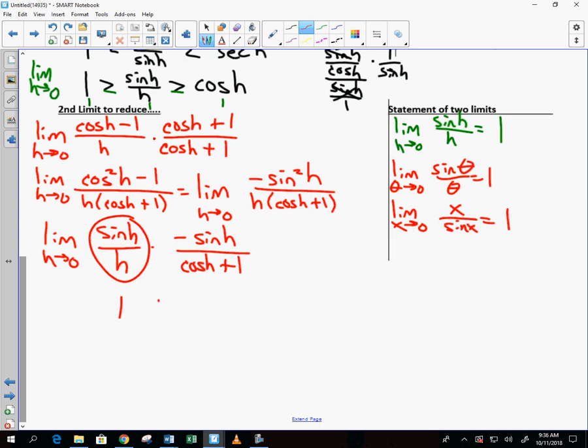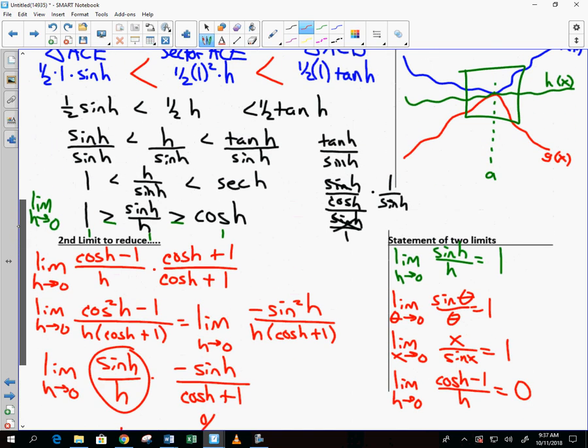That's 1 times, let's plug in 0. What's the sine of 0? 0 over, what's the cosine of 0? 1 plus 1 is 2. What's 0 over 2? Times 1. So what is this limit as a whole? 0. So that's the other limit we know. The limit as h approaches 0 of cosine of h minus 1 over h is equal to 0. It's another extremely important limit that we have to recognize and use within calculus.